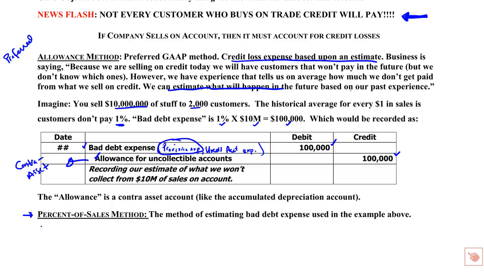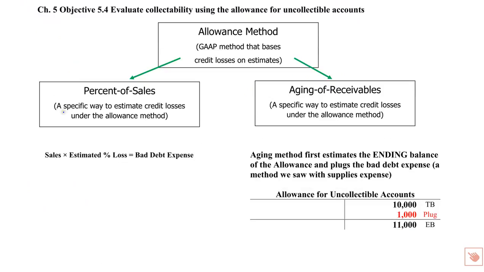Some companies use this method. So there's the percent of sales method, and there's the aging of receivables. Both of these are under the allowance method. The allowance method just tells you that you're going to base your credit loss expense on an estimate. The percent of sales is a way to estimate the number, and the aging of receivables is a way to estimate the number.